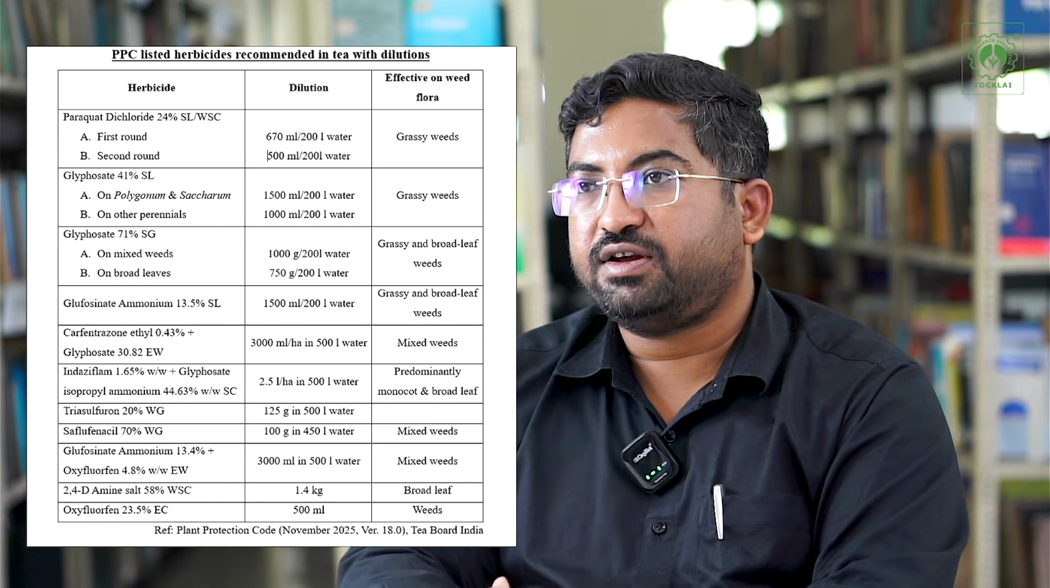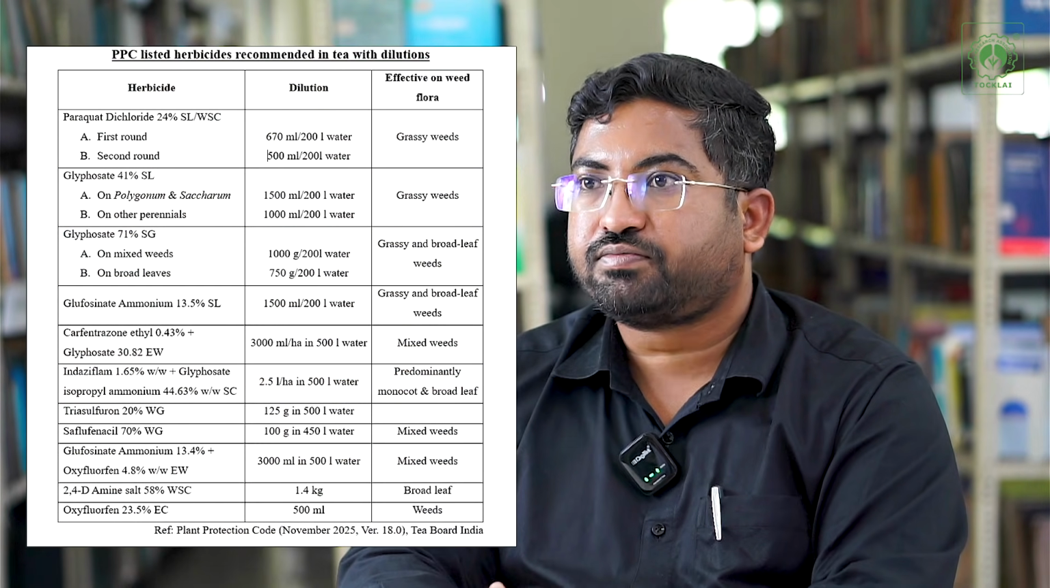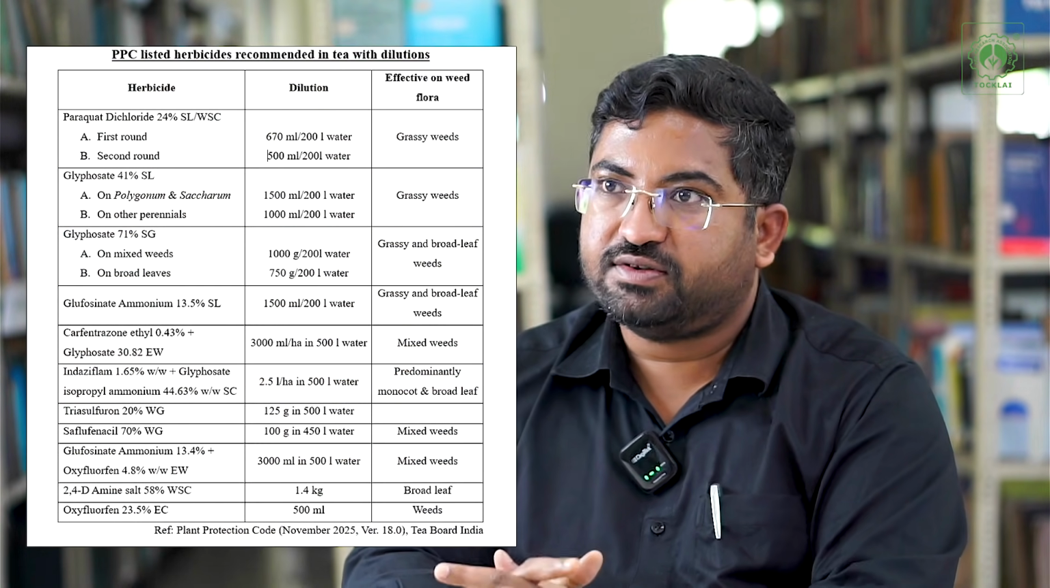We have a new generation herbicide, carfentrazone ethyl plus glyphosate. It's a combination. Carfentrazone ethyl is a contact type, and glyphosate is systemic. So the contact and systemic combination works well, and it's a new generation herbicide. And I hope it is already incorporated into the PPC. Yes. Okay, that's great. So what is the ideal time for going into chemical spraying against weeds?